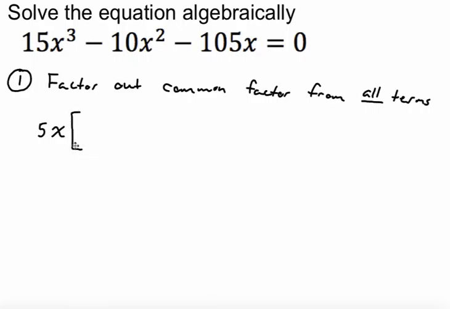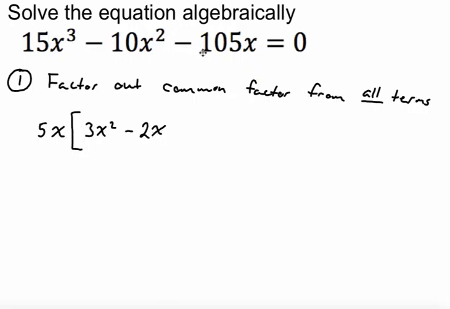Now I'm going to use square brackets. It's kind of like bigger than a parentheses, just so it's a square bracket. And I'm going to work this out. So remember, factoring is division. So what is 15x cubed divided by 5x going to be? Well, 15 divided by 5 is 3, and x cubed divided by x is just x squared. Good. I move on to my next term, negative 10x squared divided by 5x. Well, negative 10 divided by 5 is minus 2, and x squared divided by x, that's just an x.